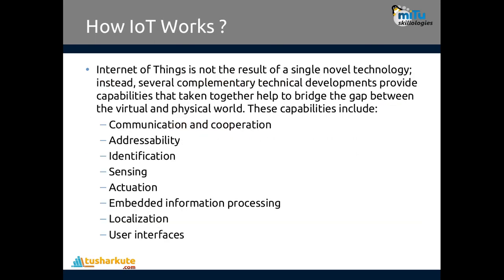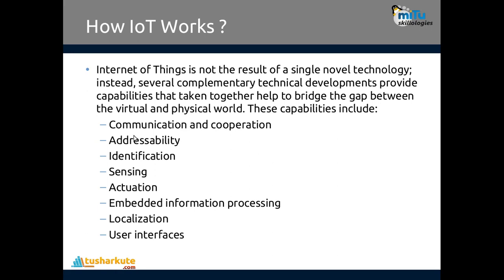Now, how does it work basically? IoT is not a result of a single novel technology. Instead, several complementary technical developments provide capabilities that, taken together, help to bridge the gap between the virtual and the physical world. These capabilities are communication and cooperation, addressability, identification, sensing, actuation, embedding, information processing, localization, and user interfaces. Now, let's go one by one on how IoT actually works.